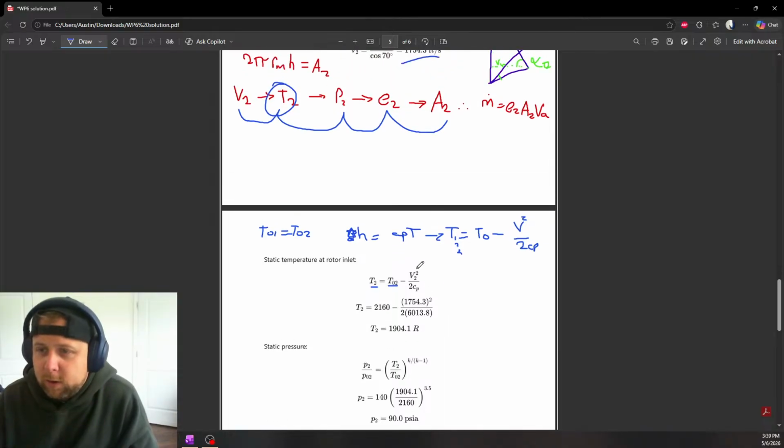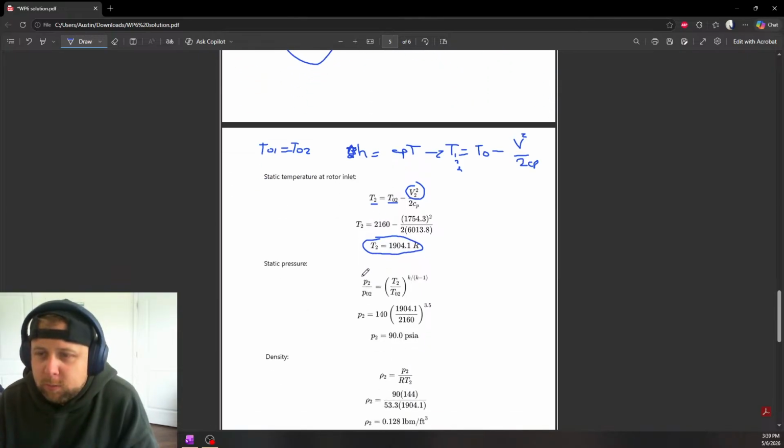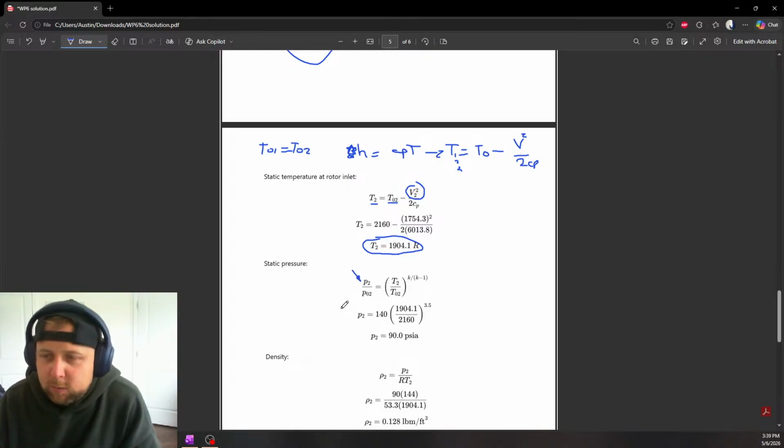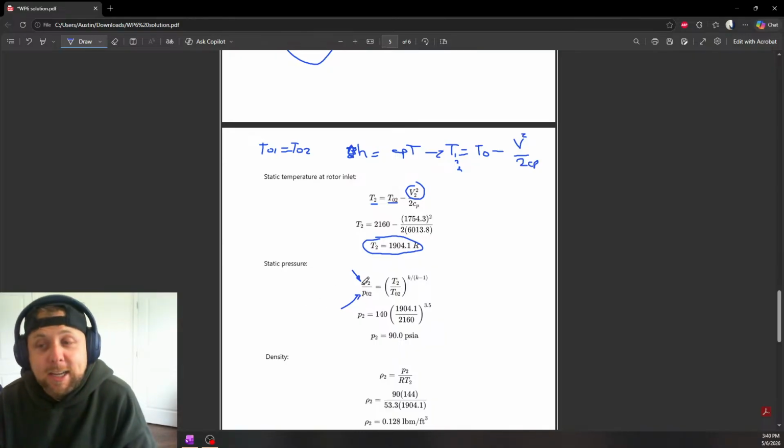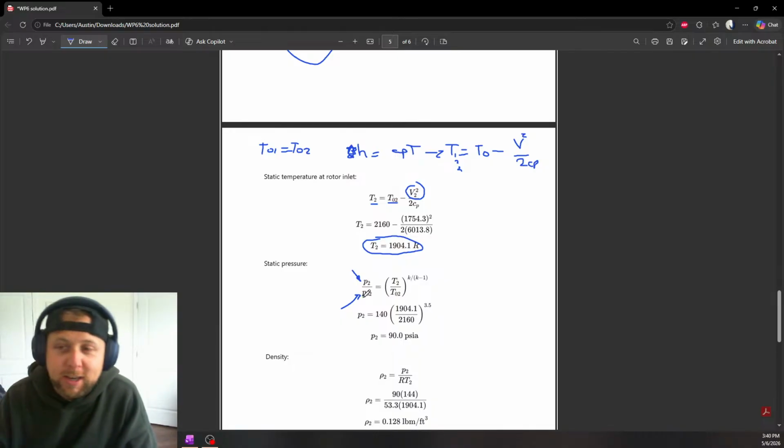But we just found our velocity squared, or our velocity, then we can square that one. Gives us our T2, and then after we found our temperature, we're looking for our pressure. We can use the pressure relationship here. Stagnant pressure over static pressure over stagnant pressure.